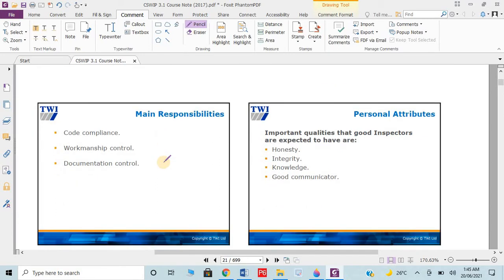Okay. In this chapter, the first thing is the main responsibilities of the WI, welding inspector. Code compliance: the code which has to be complied with on the welding job. This is the first role of the welding inspector. Workmanship control: the workers working on their specific job should be under the QC inspector, known as welding inspector workmanship. And in workmanship, machines, data, documentation, everything is considered.